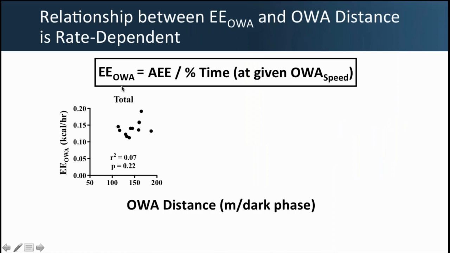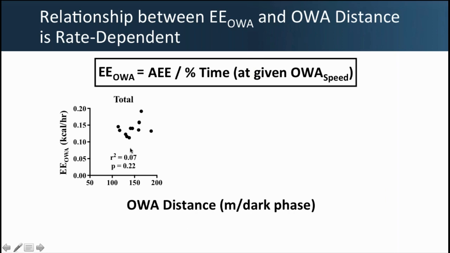To calculate our energy expenditure for off-wheel activity, we had to calculate the active energy expenditure, which was the fraction of total energy expenditure above rest. And then we multiplied that by the percent of time that a mouse spent running at that speed. What that gave us was an absolute kcal per hour measurement of the contribution of that rate of off-wheel activity to total energy expenditure. And then we just added that up for all of the bins that we had for each individual mouse, and we plotted those against the off-wheel activity distance of the animal.